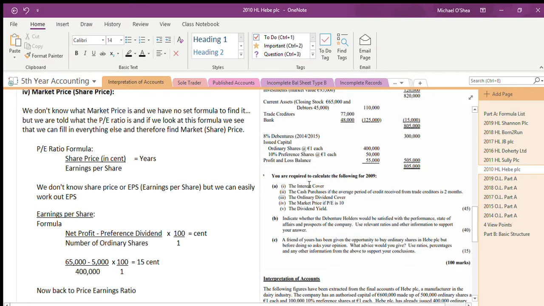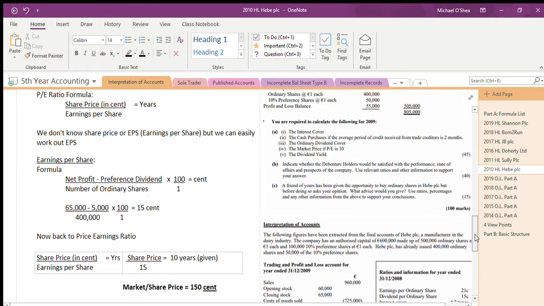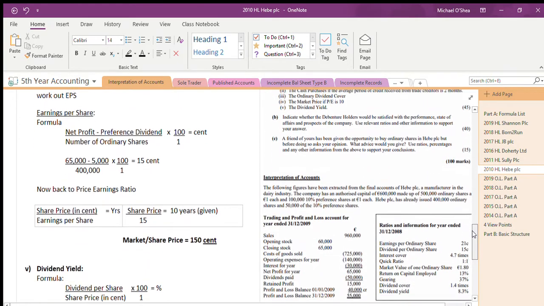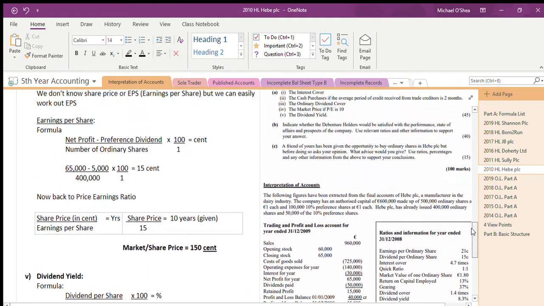If I go back to this formula now, I know that my share price divided by my earnings per share is my PE ratio in years. I don't know share price, and my earnings per share is 15, and I know my answer to my PE ratio is 10 years, as this was given here, 10. So a share price is therefore equal to 10 years multiplied by 15. Share price is equal to 150, and my share price is always in cent. It's 150 cent. Cent has to be there. Otherwise you're going to throw away a lot of marks if you don't show the units for every answer. So it's 150 cent.